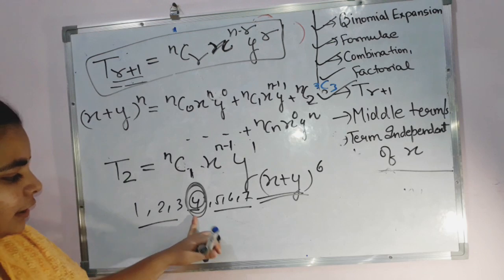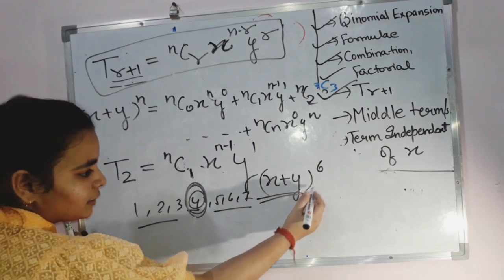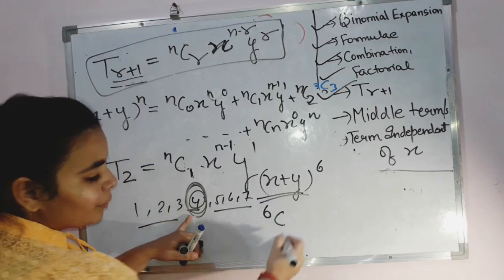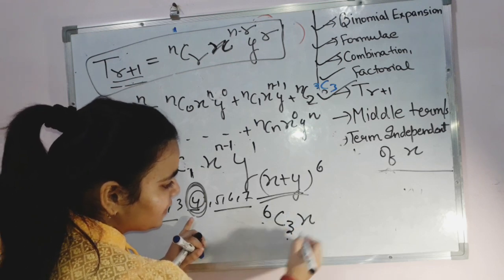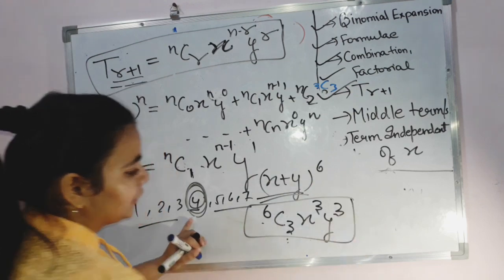So I can quickly calculate my 4th term. What will be my 4th term out of it? 6C(4 minus 1), that is 6C3, and x raised to the power 6 minus 3, that is 3, and y raised to the power 3. So this will be my middle term.